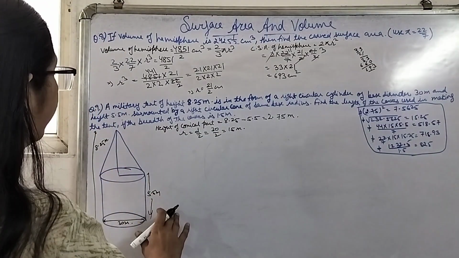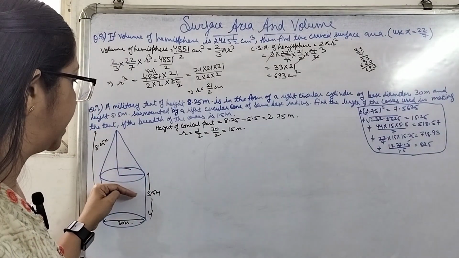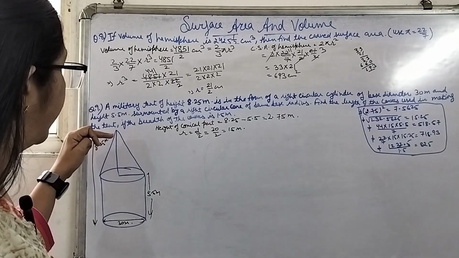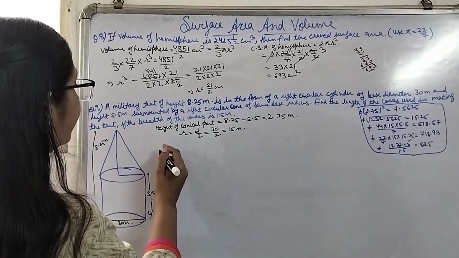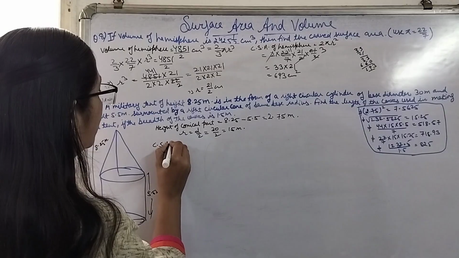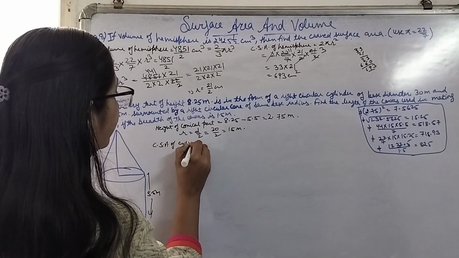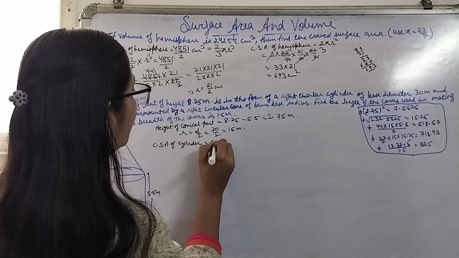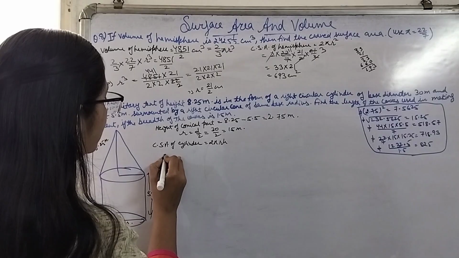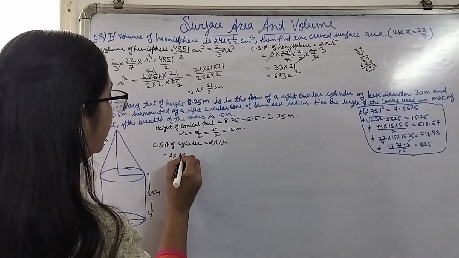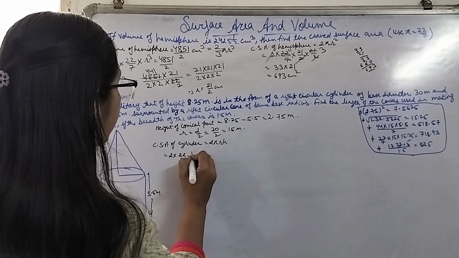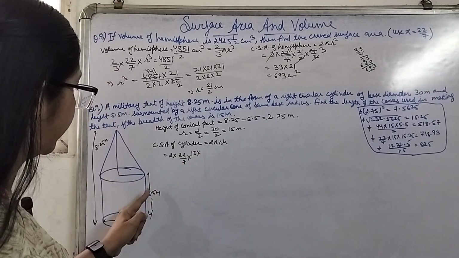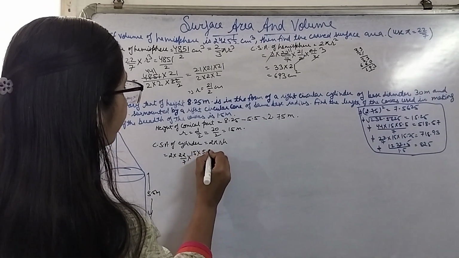Now we have to find the curved surface area of the cylinder, and the curved surface area of the cone, and then we need to add them. First of all, the curved surface area of the cylinder is 2 pi r h. So it will be 2 multiplied by 22 by 7. The value of r is 15, and for the cylinder, the height is 5.5.